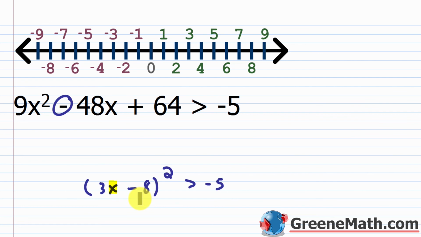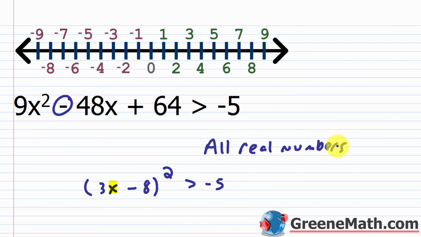No matter what it is, if it's negative or if it's 0 or if it's positive, when I square it, it's either going to be 0 or some positive number. So it's always going to be greater than -5. So this is true for all real numbers. So for this, I can just write all real numbers.